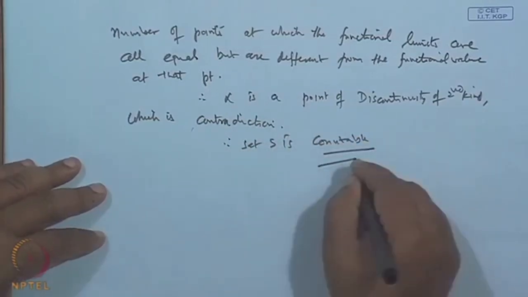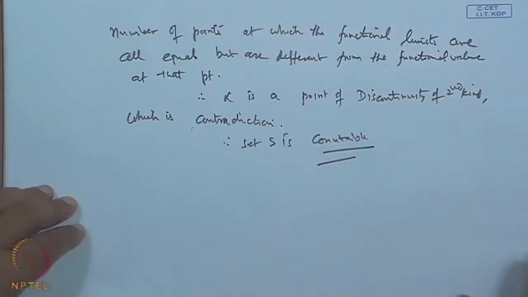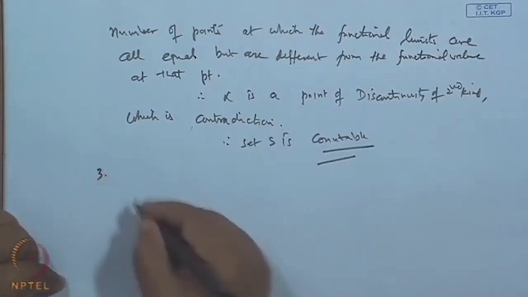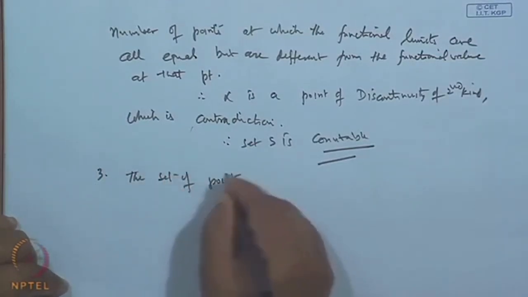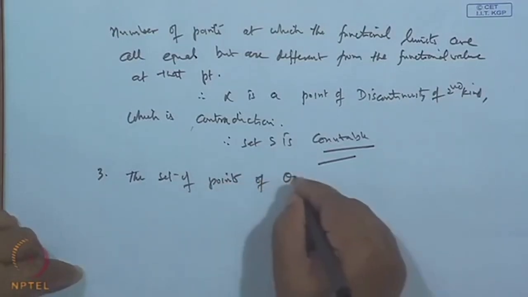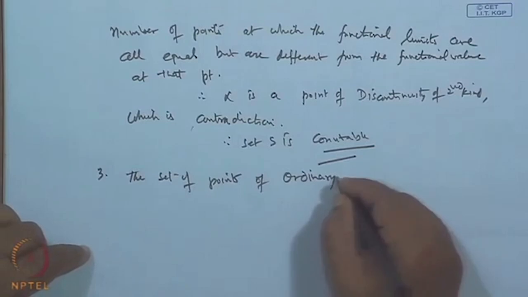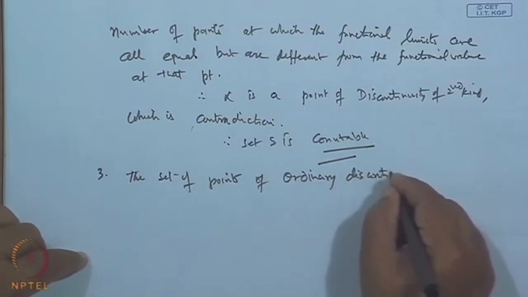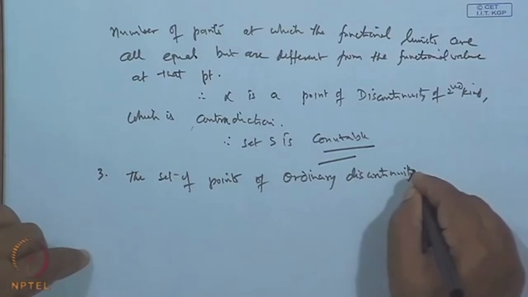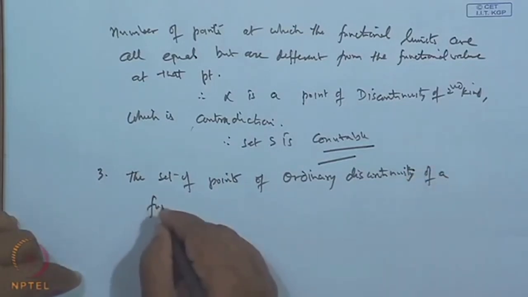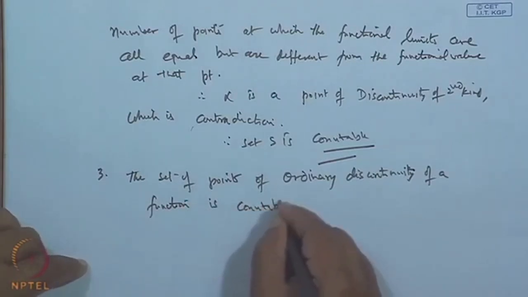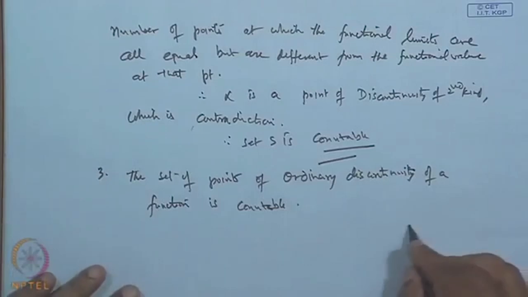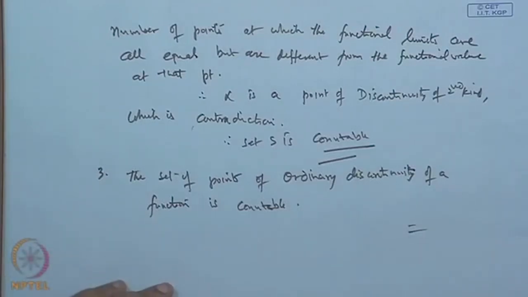Similarly, another result is that the set of points of ordinary discontinuity, that is discontinuity of the first kind, of a function is countable. That's all. Clear? The proof is just based on this. Thank you very much.